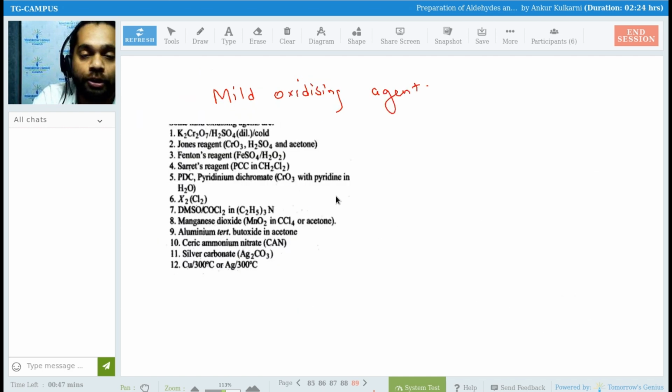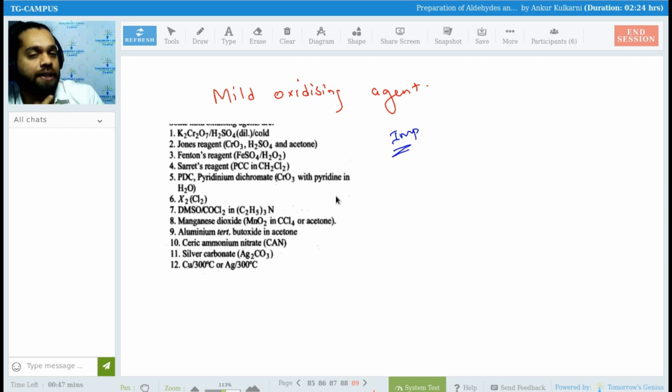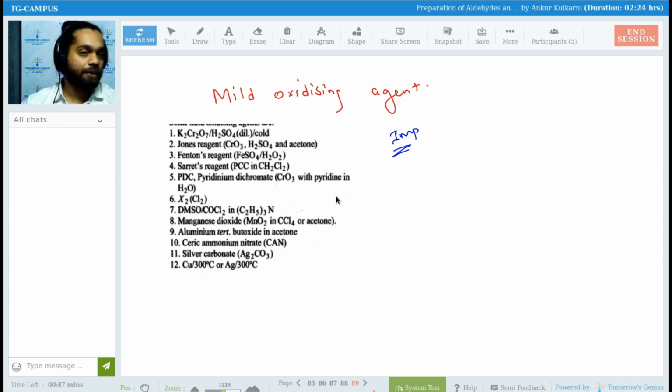Okay, now come on, write down the list. This I have given you from the reference book: mild oxidizing agents. Take your time, take 10 minutes. I don't care. Write it properly. I hope it is visible, Prashanti. All the possible mild oxidizing agents from the reference book.